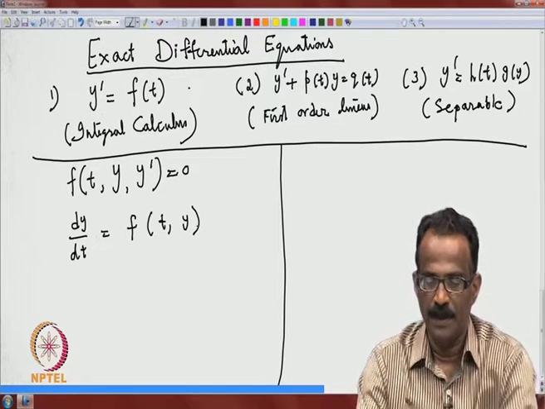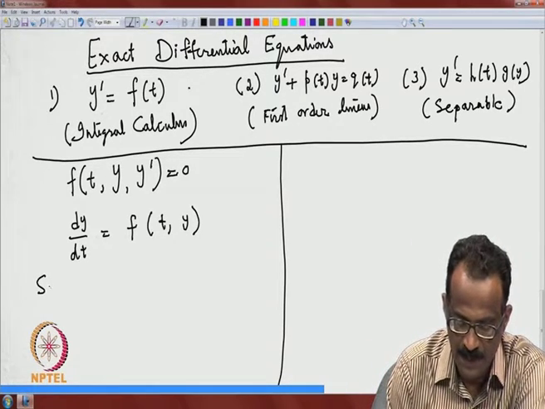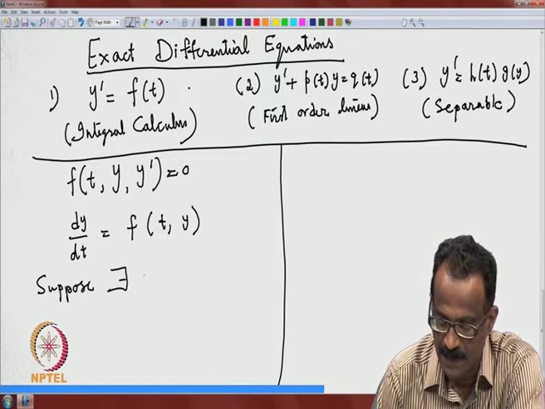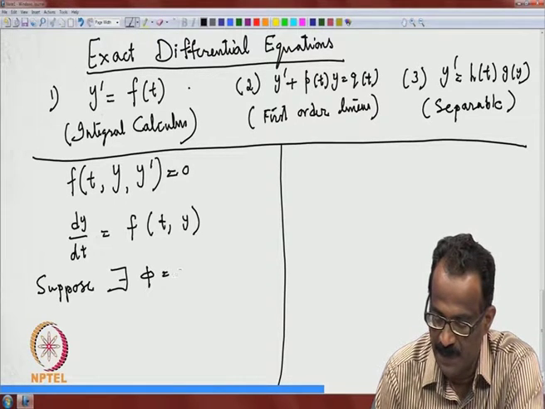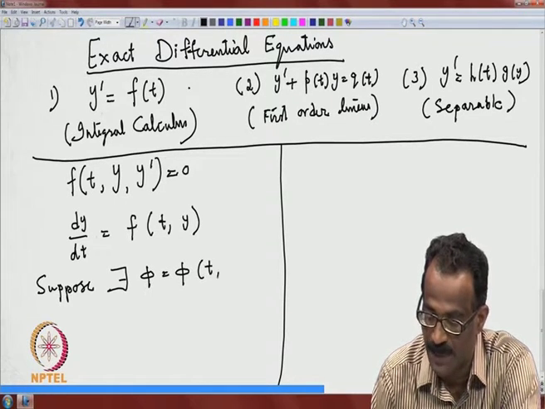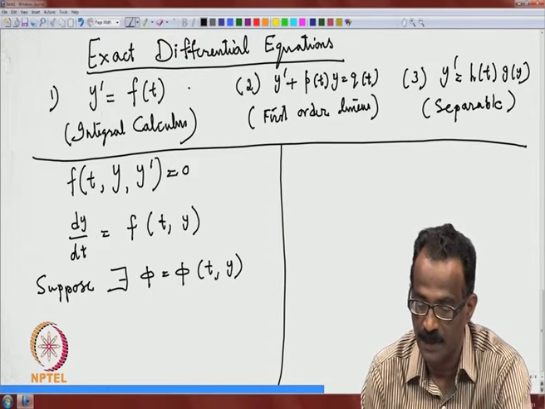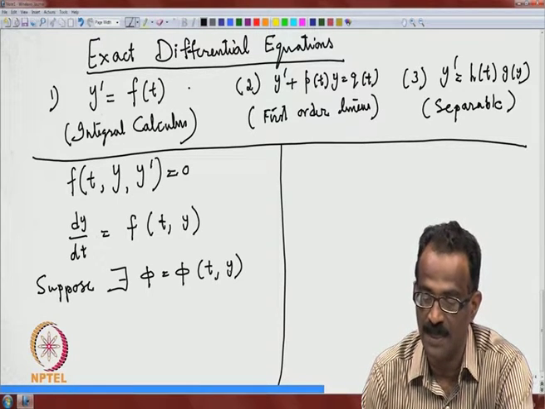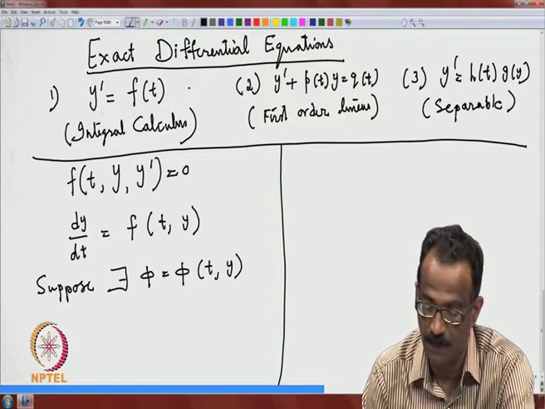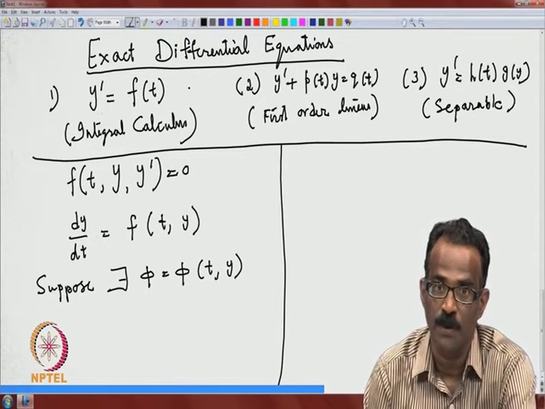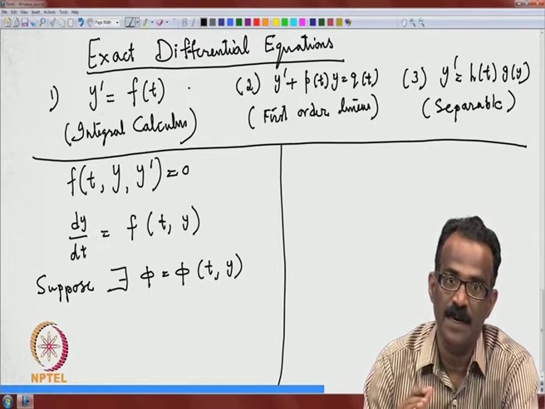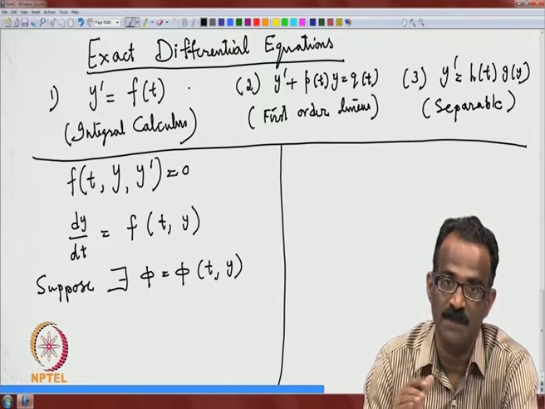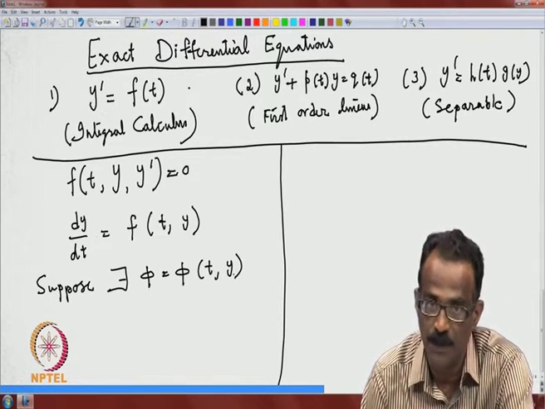So, let me start with this. Suppose there exists a function phi which is a function of two variables. This is a very important thing. When I am defining phi, y is not treated as a dependent variable of t. Y is not just y t right now. Phi is defined in a domain of the plane t y, where you treat both t and y as independent variables. So, it is a two variable function.